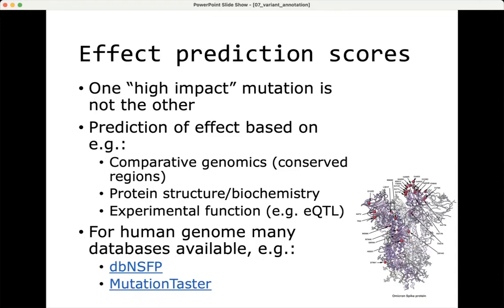Then you can also look at protein structure and biochemistry. You can imagine that AlphaFold has had a pretty big effect on that, because with AlphaFold you can predict the effect one mutation has had on the protein structure. And also people have been using expression QTLs in order to see whether a certain variant has a big effect on expression of many genes.